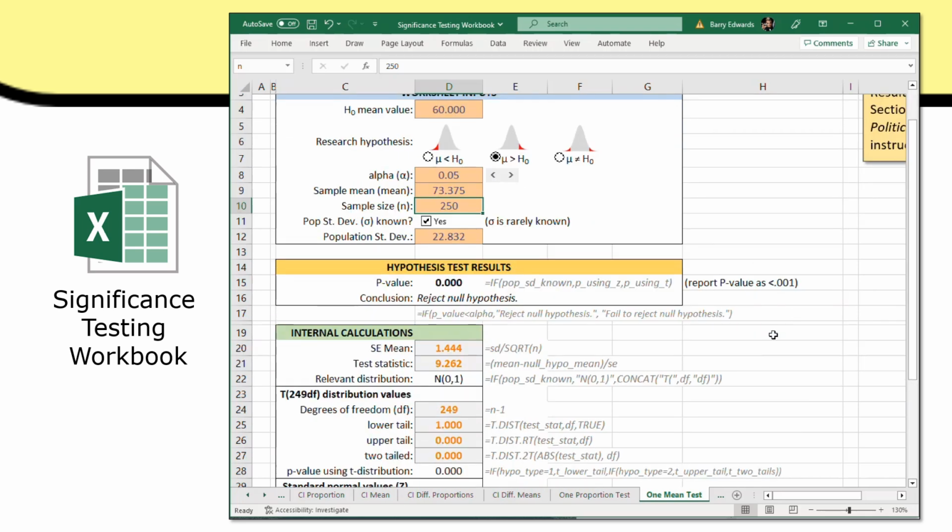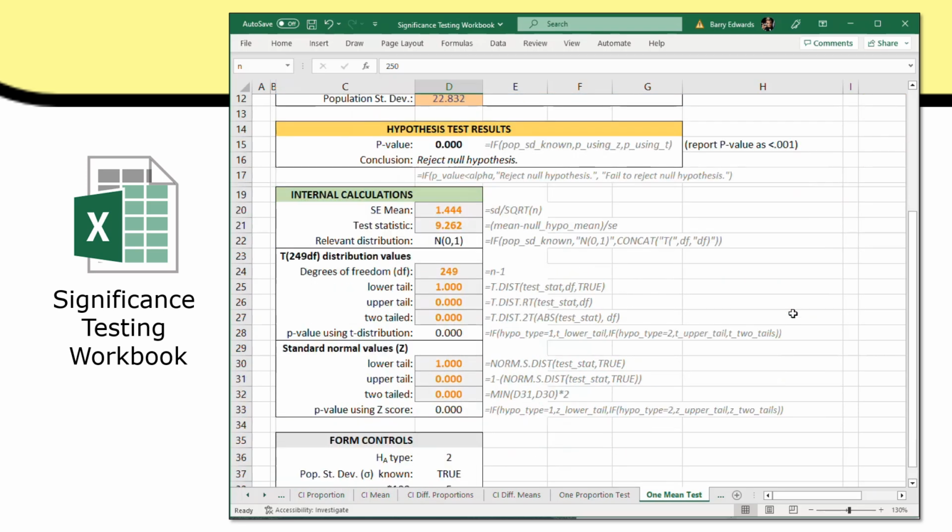But then the beauty of the worksheet is once you check the boxes and make the inputs, it performs these calculations for you, finding the standard error of the mean, determining which test statistic to use and calculating that test statistic for you, then applying that test statistic in comparison to a probability distribution to arrive at the p-value.